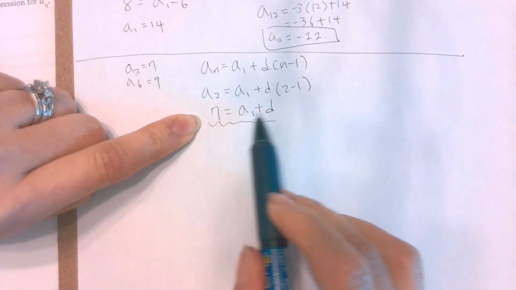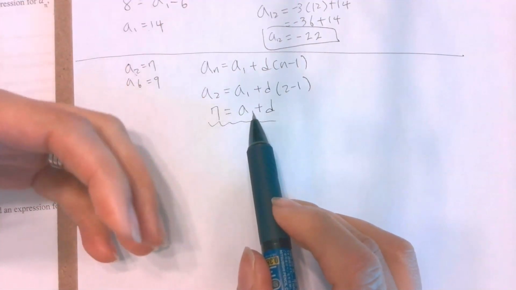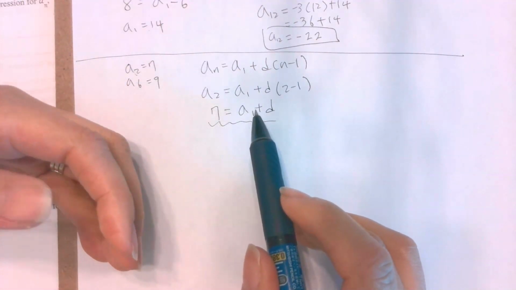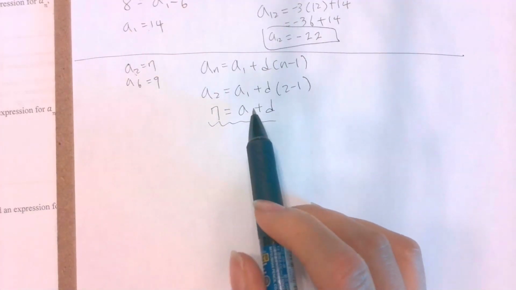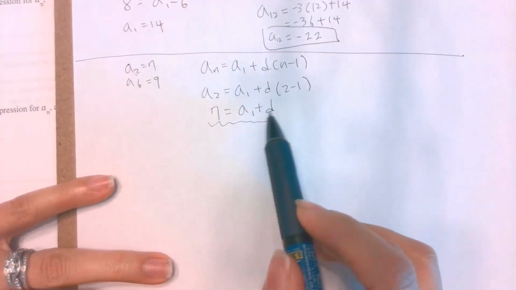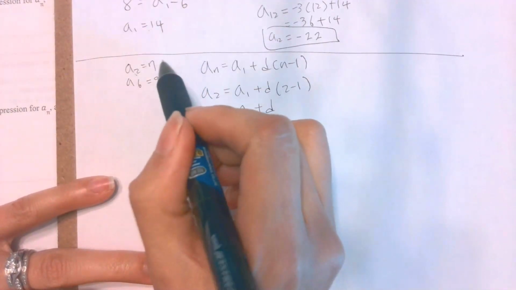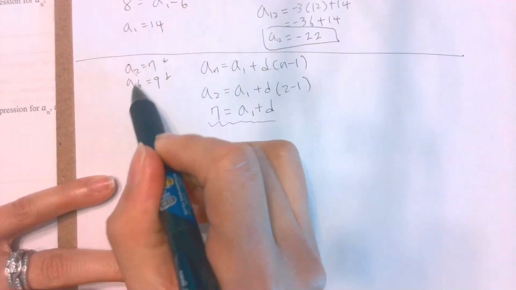Notice I have 2 variables, and I just have one equation. Do you guys know the minimum number of equations you need to solve? When you have 2 variables, you need at least 2 equations. So where am I going to get the second one? Well, we just use this one. Then can I use this one to plug it in? Yeah. So n is 6.